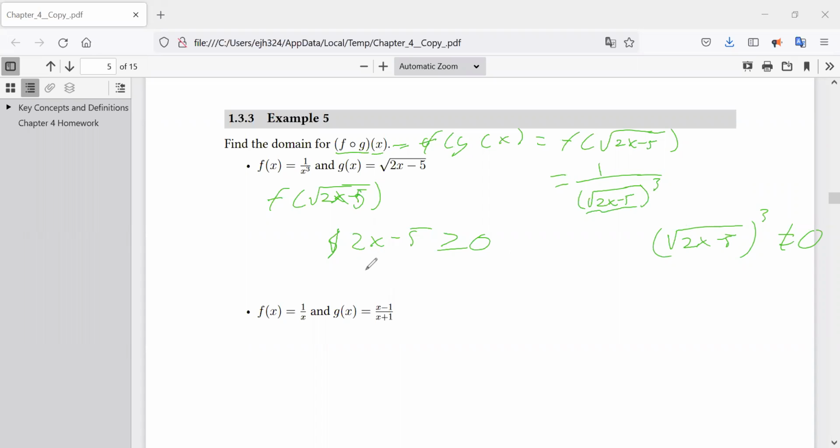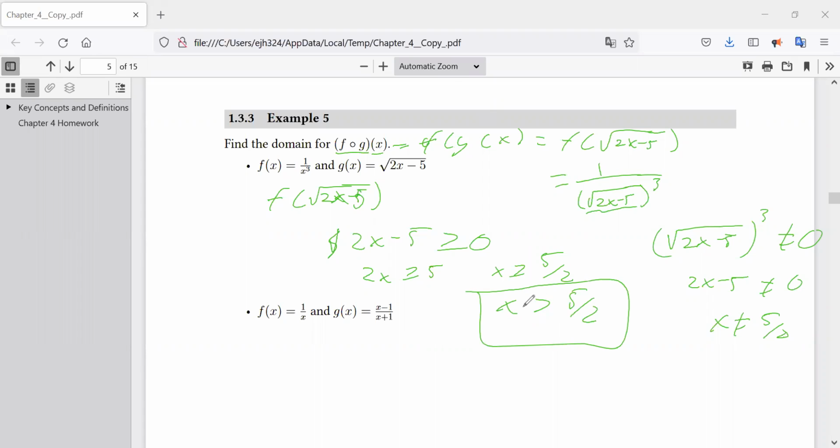So what do we get? We get 2x is greater than or equal to 5. X is greater than or equal to 5 over 2. And over here, this becomes 2x minus 5 is not equal to 0. And that, again, through the same exact process, is going to give us x is not equal to 5 over 2. So it has to be greater than or equal, but not equal. So x just has to be strictly greater than 5 over 2.